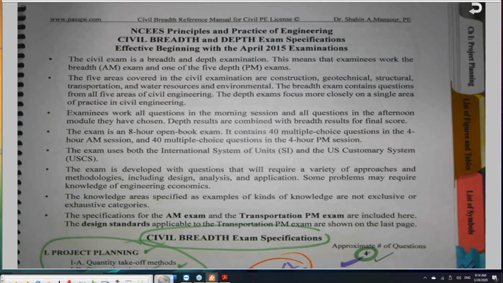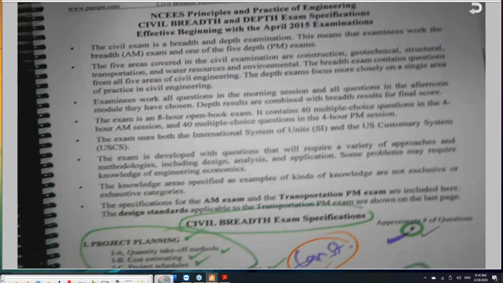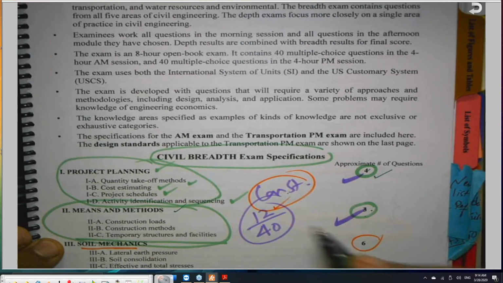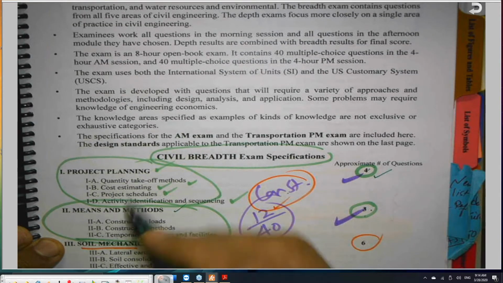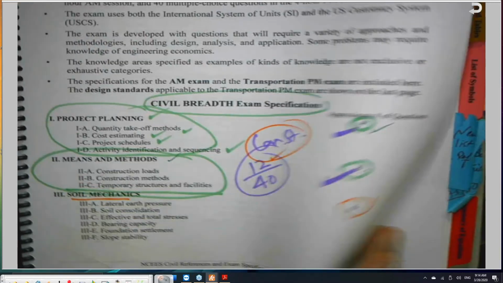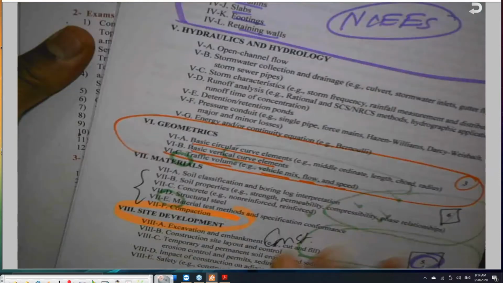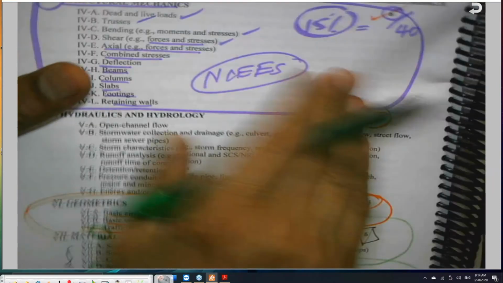As you know, the NCEES Civil Breadth AM has 8 chapters, and these are the same chapters I have in all my 3 books, or my books in general. Project planning, means and methods, soil mechanics, and if you flip the page, you will find that structural mechanics is the topic after that.